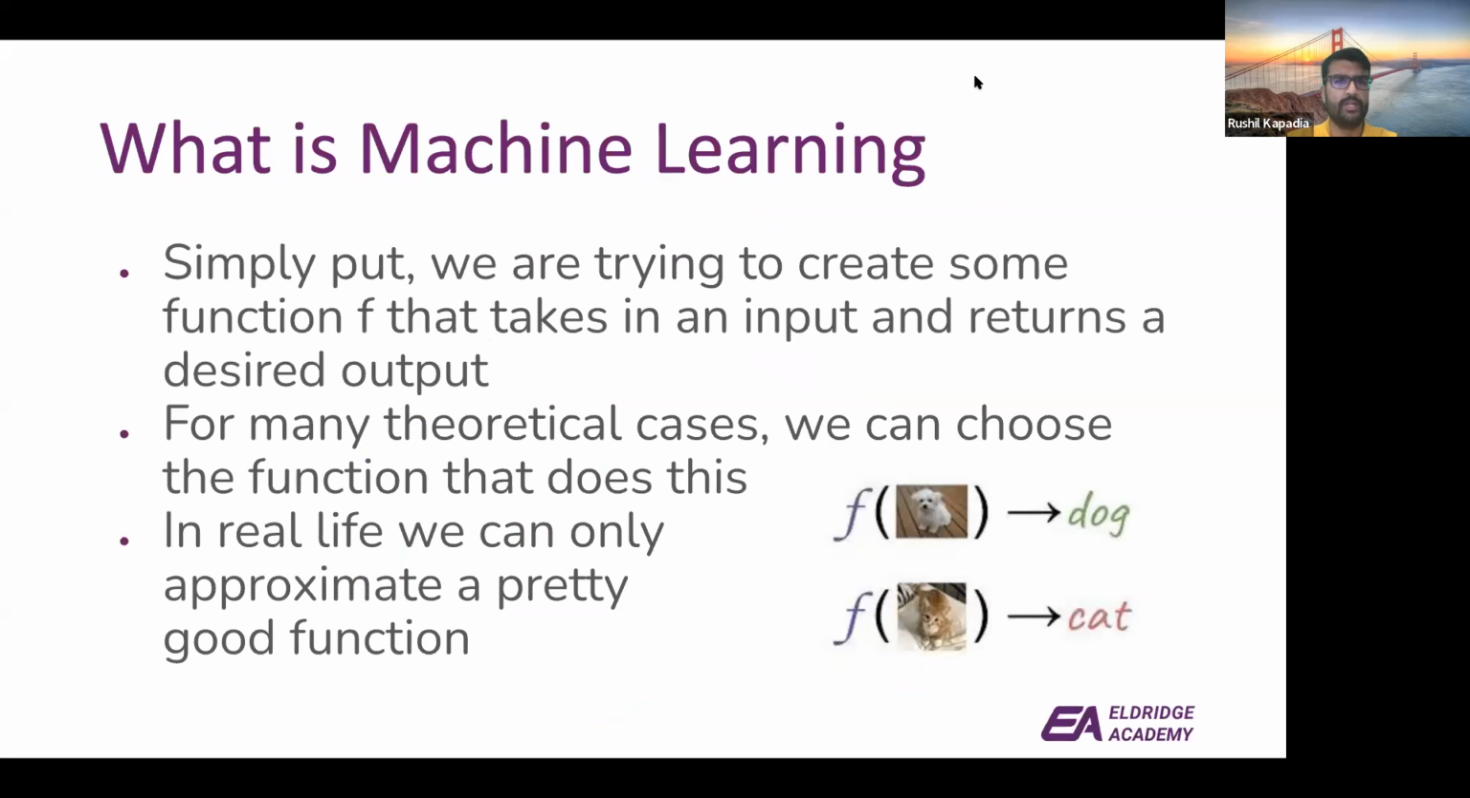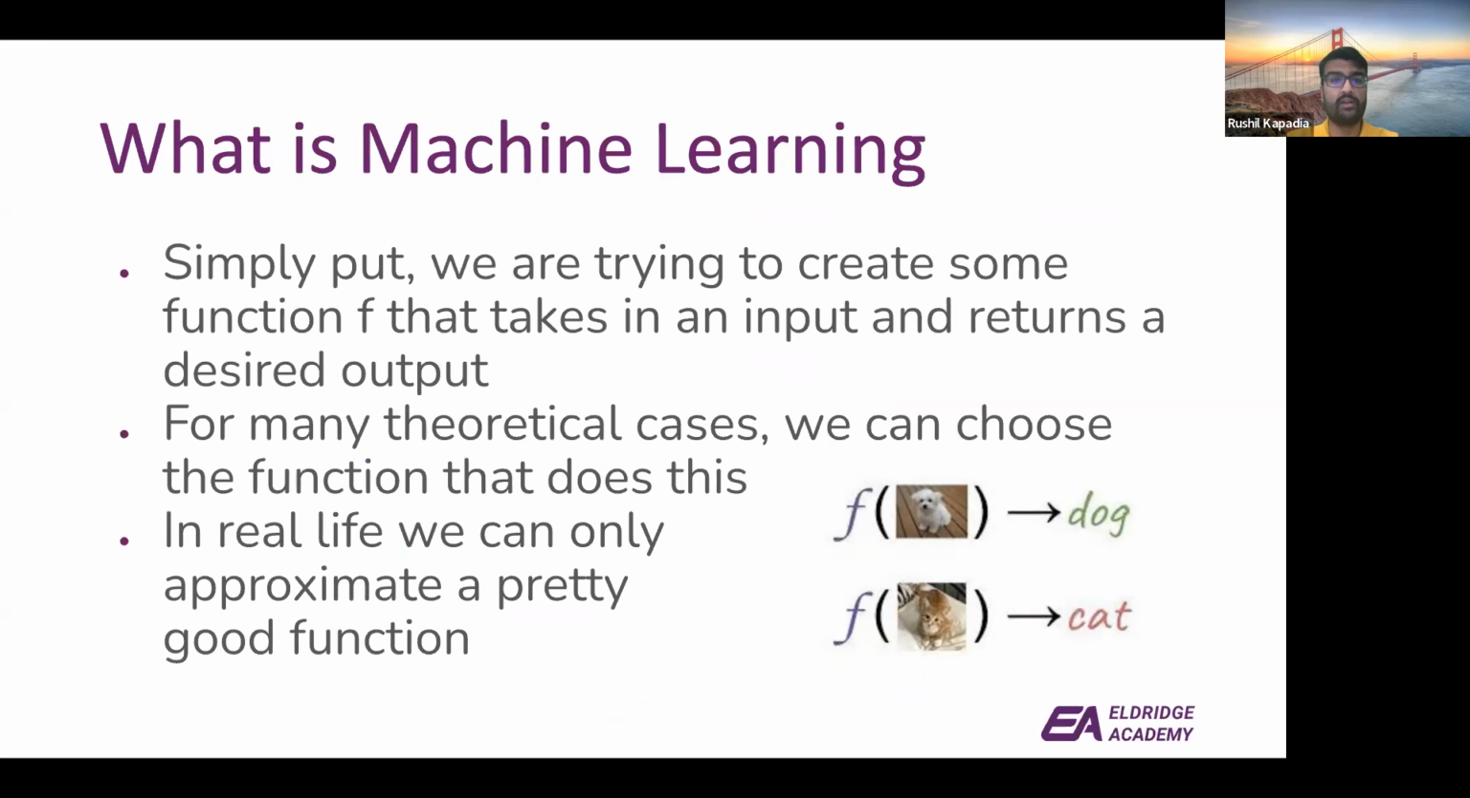So what is machine learning? Simply put, we can describe it as a function f, where we're trying to take in some input and return a desired output. If you look at that image on the bottom right, you see that we take an image of a dog and we classify. Classify is like we label it, or we say that this is a dog. And in the second example, we take in an image of a cat and we say this is a cat. So that's our goal here.